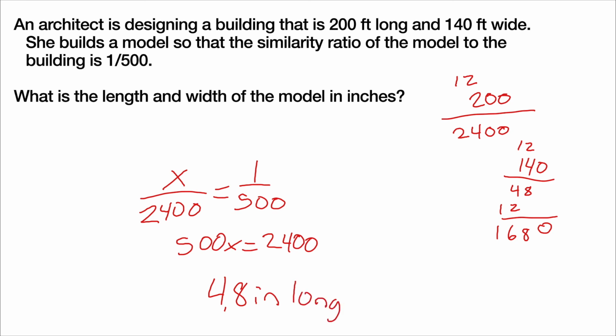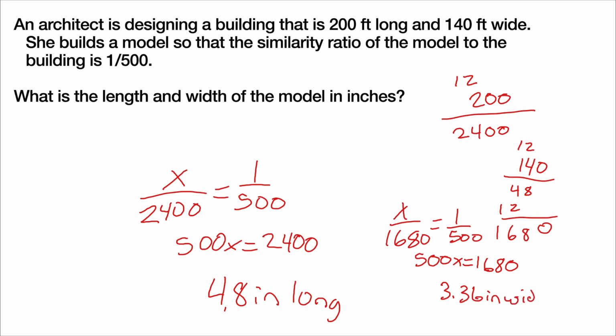And then I do the same thing. x over 1680 is equal to 1 over 500. Why can I not write numbers today? That means 500x is equal to 1680. Divide 1680 by 500, and that gets us 3.36 inches wide. And that's how you would do those.